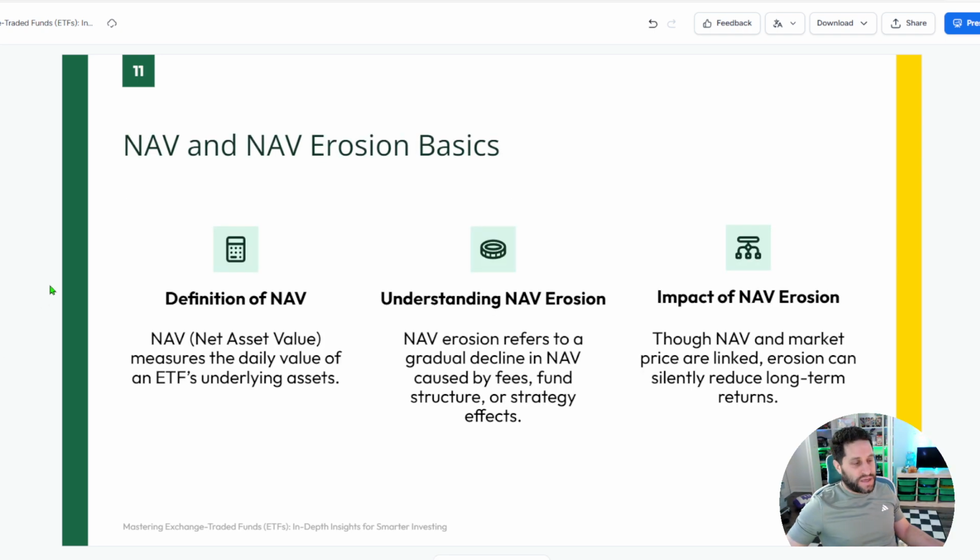NAV erosion is a little confusing, but I want you to imagine you have a toy box with a bunch of toys in it. The full value of the toys, all of them combined, is basically the NAV, the net asset value. Let's say you want to play with some of the toys. You want your Pokemon toy, your Pikachu, your Digimon. You take a toy out, but you don't ever replace it. Over time, the value of the box diminishes.